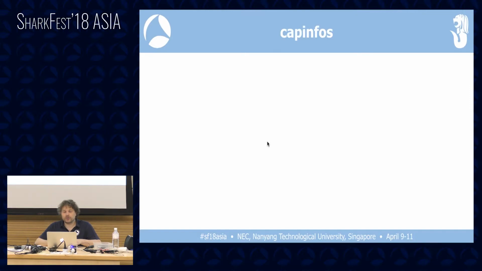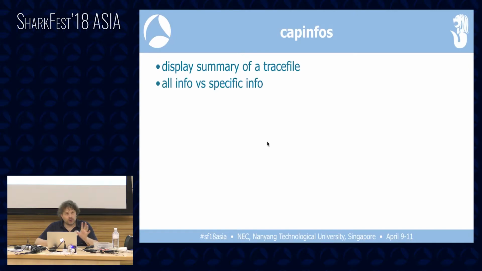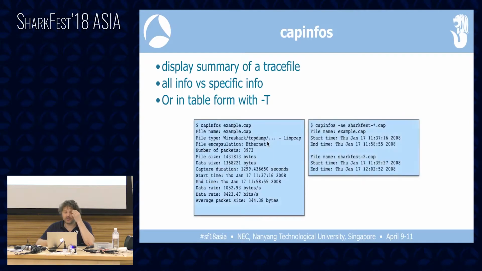Then there's capinfos, which shows you information about the pcap files, and you can get all information, or you can ask for specific information, and you can put it in a table form, which is quite handy if you want to compare for a selection of files, when they were made, and how many packets are in there. So it shows you basically the same thing as in capture file properties. I think it also shows you more information because it shows you MD5 and SHA-1 hashes.